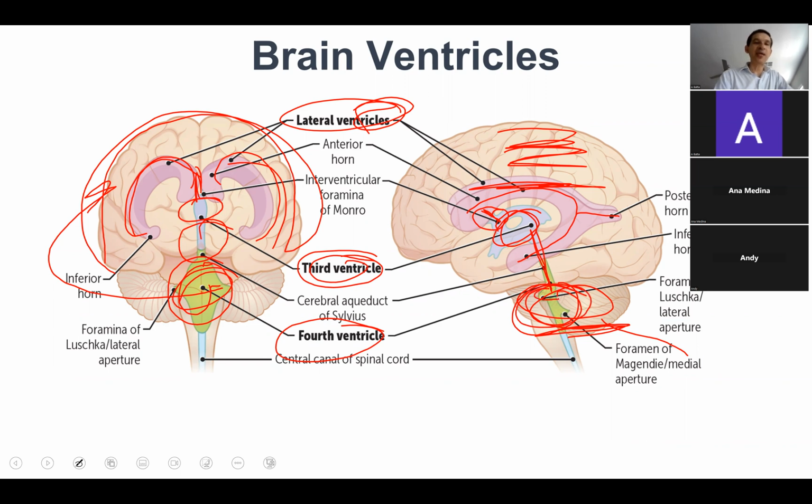From here, we need to get out. One hole is in the middle, the median foramen, and two are on the sides, and we call them the lateral foramina. From here, CSF enters the subarachnoid space.